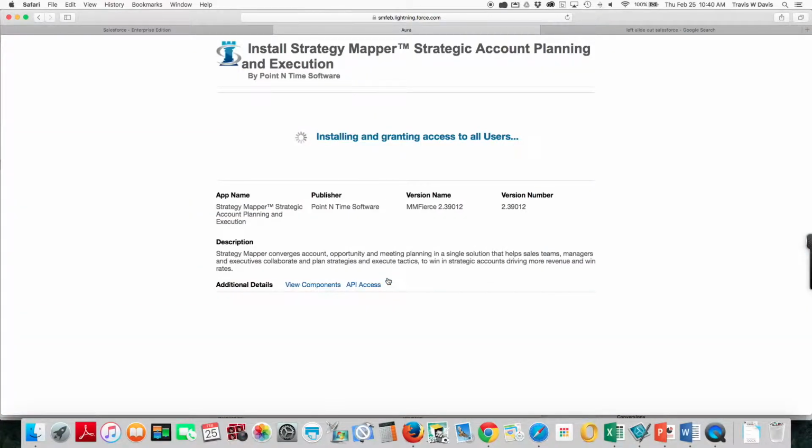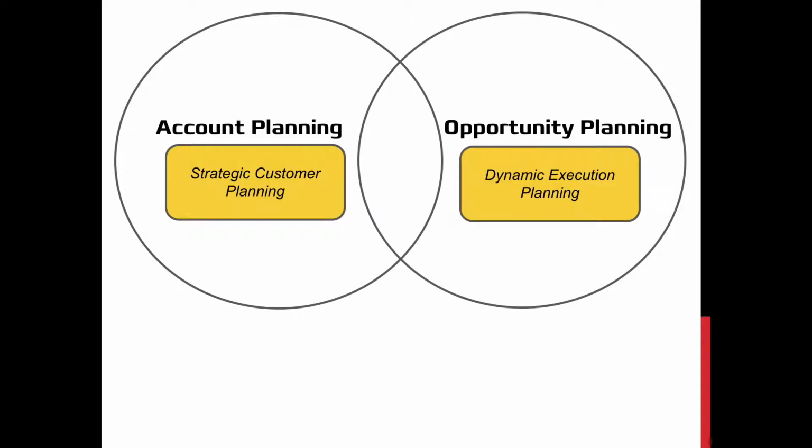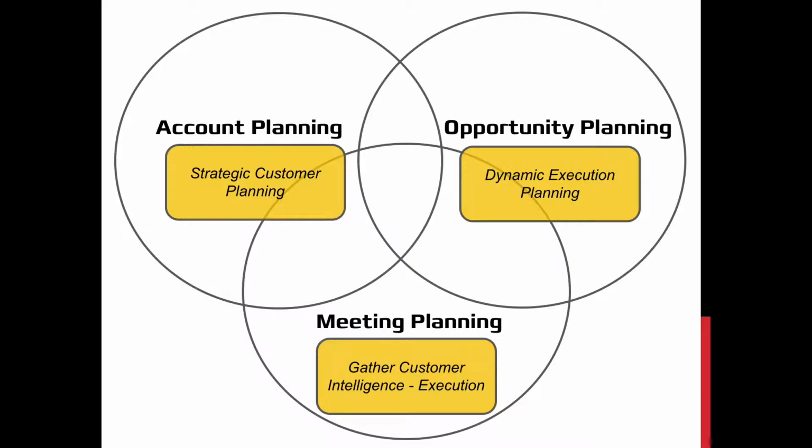and continue. So one thing, Strategy Mapper comprises three separate solutions. One is account planning, which is strategic account planning. We call that Account Mapper. The other is opportunity planning, dynamic execution planning at the opportunity level, and we call that Opportunity Mapper. And then the third is meeting planning, the gathering of the customer intelligence, and the execution of the plans. And of course, this is Meeting Mapper, which has been around for a few years now. And then we combined all those into what we call Strategy Mapper.